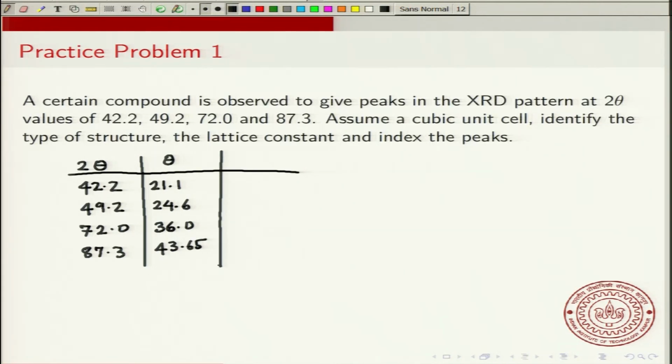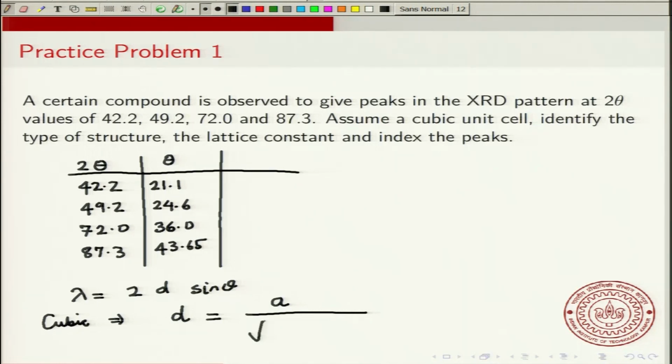Now, what I am going to do is the following. Remember Bragg's law. Bragg's law says that lambda equals 2 d sin theta. And in particular, for a cubic crystal, d is equal to a divided by square root of h square plus k square plus L square. So if I substitute for d and multiply out, I can write this in the following way.